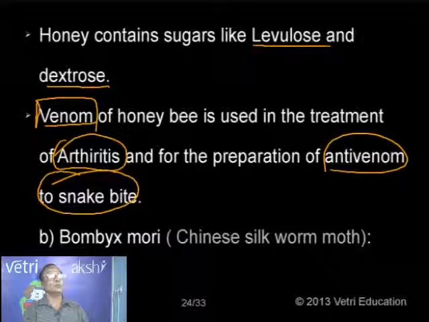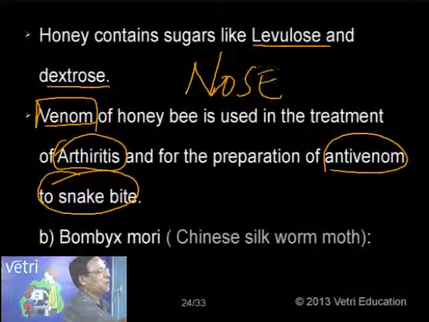Now Bombyx mori is normally called the Chinese silkworm moth. The rearing of Bombyx mori and the extraction of silk from its cocoon is called sericulture. Just like apiculture, it is called sericulture. Normally the honeybee culture is affected by a protozoan parasite called Nosema.